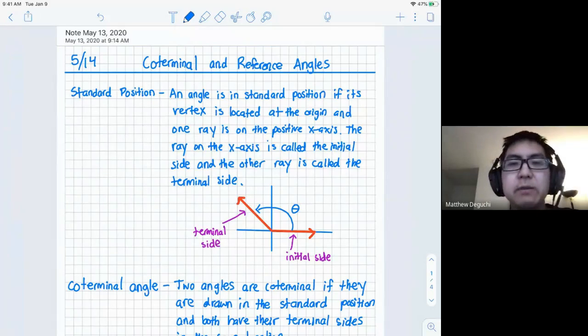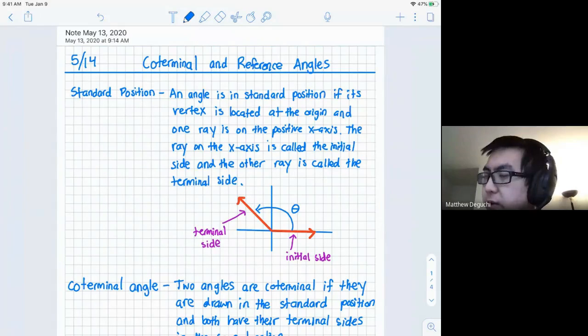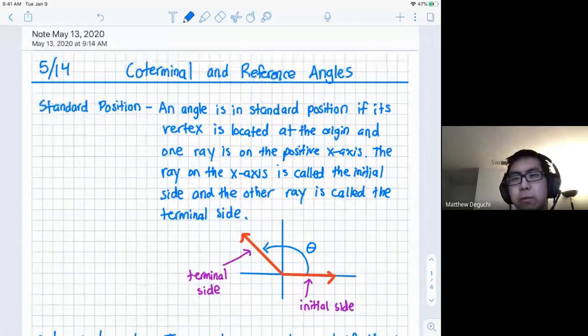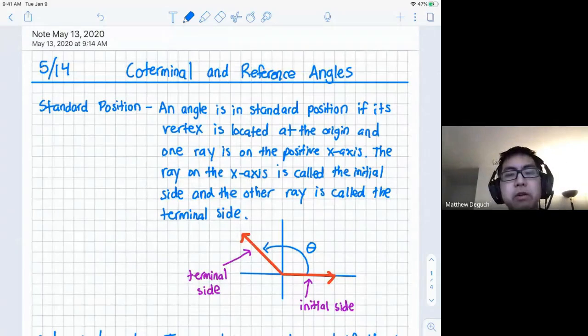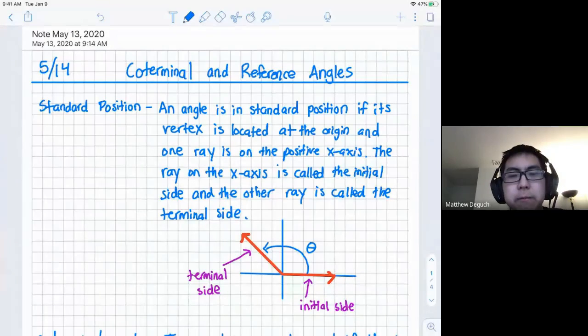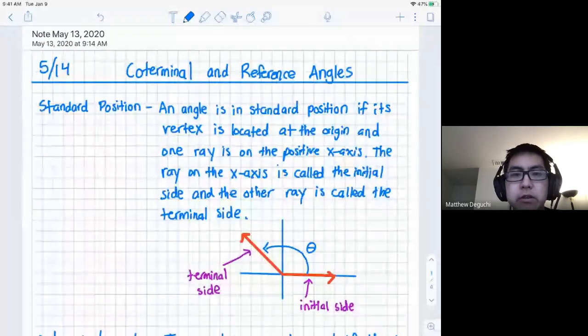Okay, here we go. So today, you guys, we're going to be learning something called coterminal and reference angles. Just to give you some background, make sure you understand that a whole circle is 360 degrees, okay? So we'll start with this thing called standard position.